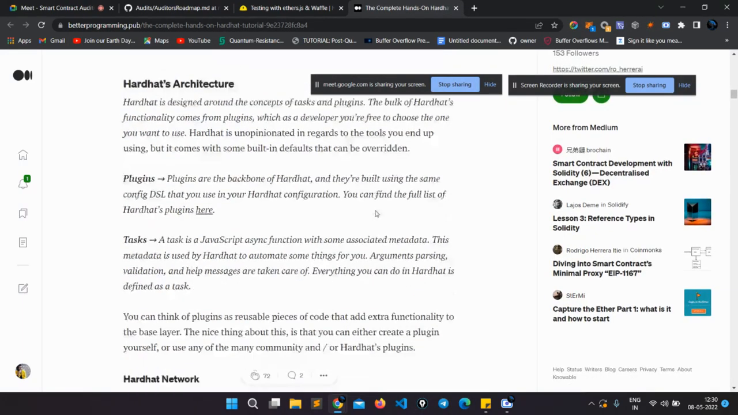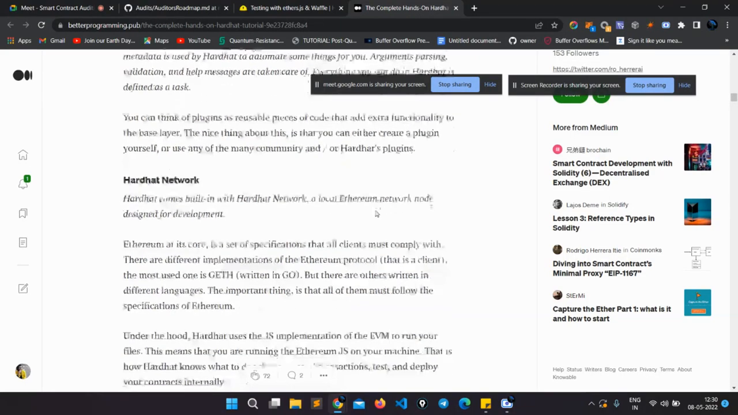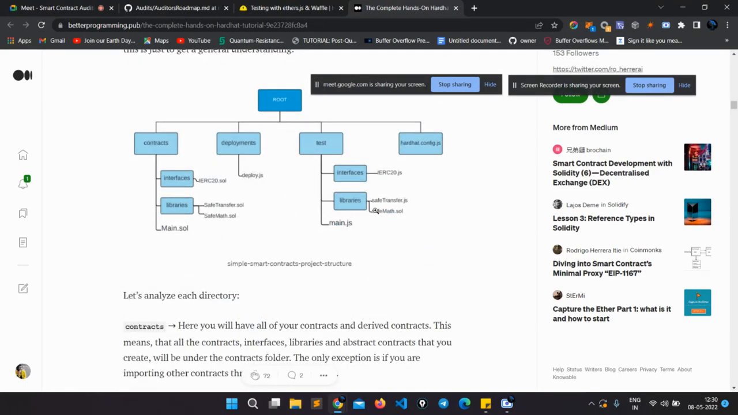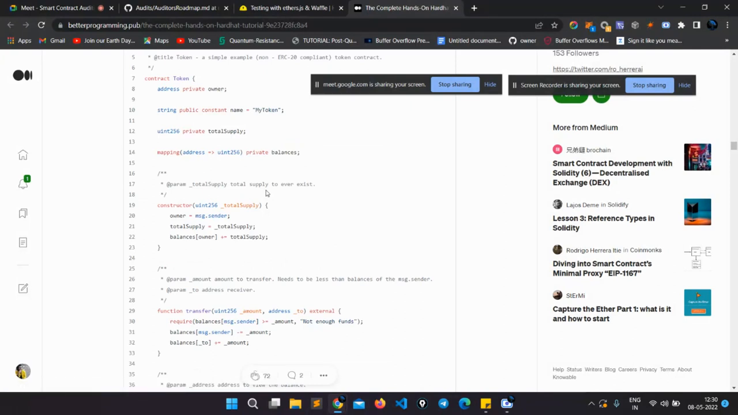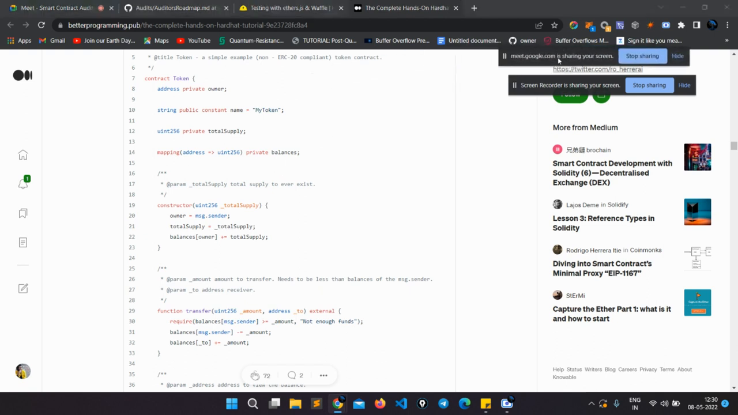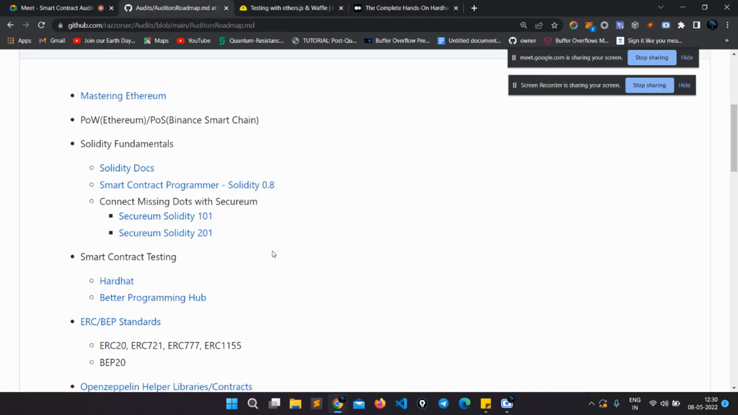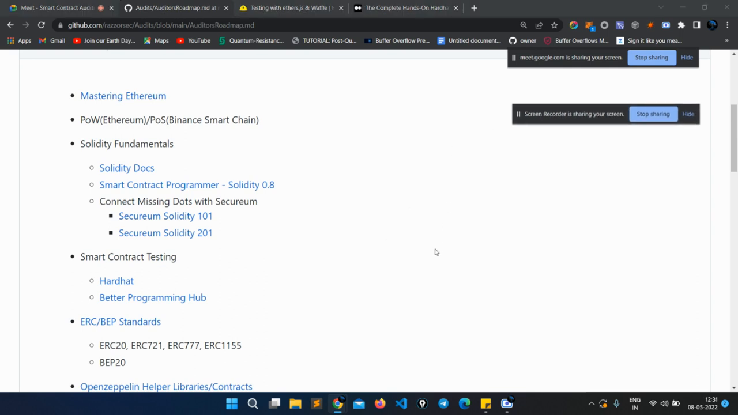From start to finish, like what is Hardhat, the architecture of Hardhat, how you should be setting up your project in Hardhat, your configurations, your testing as well. All of these resources will help you a lot in quickly getting started with smart contract testing. So at this point, you know Solidity, you know smart contract testing. It means you're able to understand code, find implementation errors, understand different components of Solidity, and test smart contract functions and features. So you are at a very good stage right now.